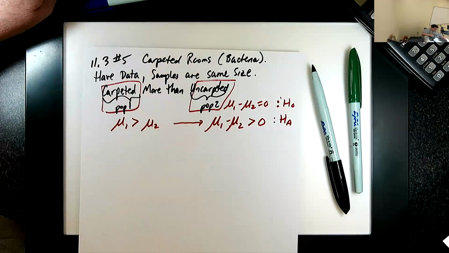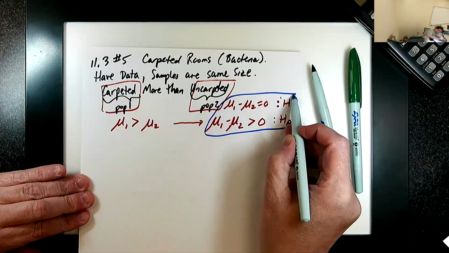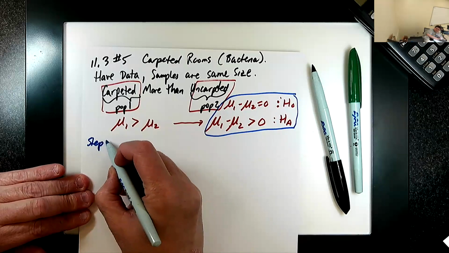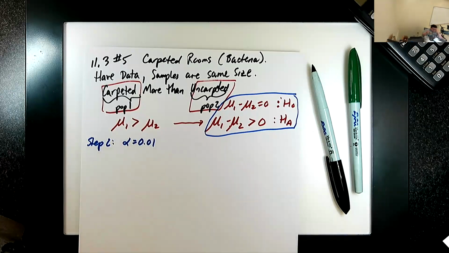That's what we need for step 1. Step 2, they give us alpha. Alpha is given at 0.01. And they even say that the normal probability plots indicate that the data is approximately normal and box plots have no outliers. So they tell us that everything's good, you don't need to check.